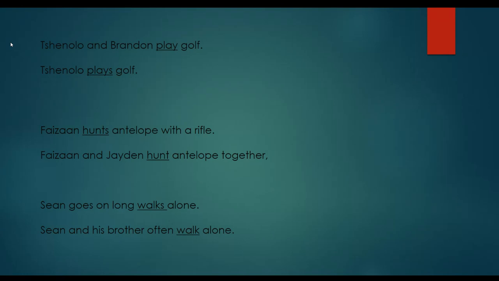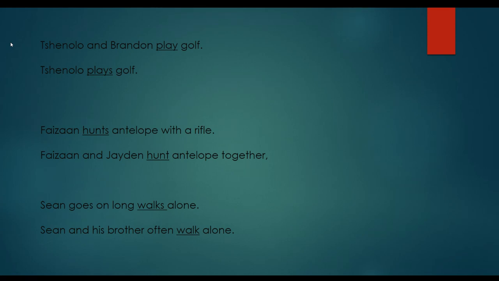Now, Chinolo and Brandon play golf. Obviously the word play would be used because it's Chinolo and Brandon, which makes it plural. If Chinolo is playing alone, it would be singular, which makes it Chinolo plays golf. Then we have Faizan hunts antelope with a rifle. Again, hunts is singular because Faizan, the subject, is singular. And then Faizan and Jaden hunt antelope together.